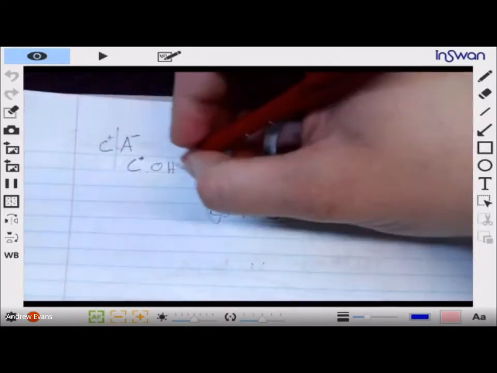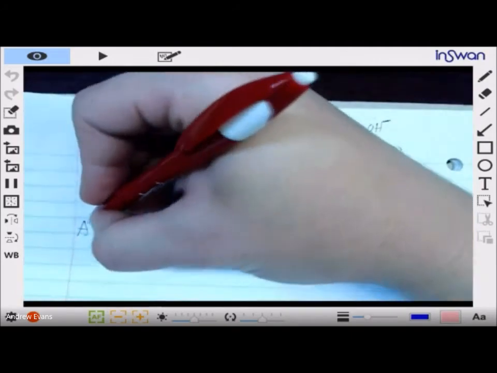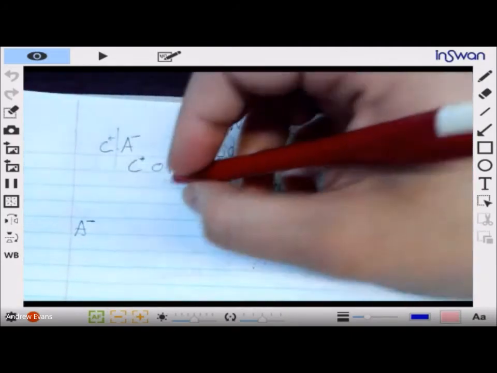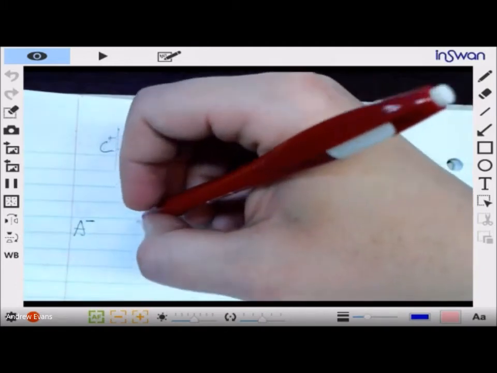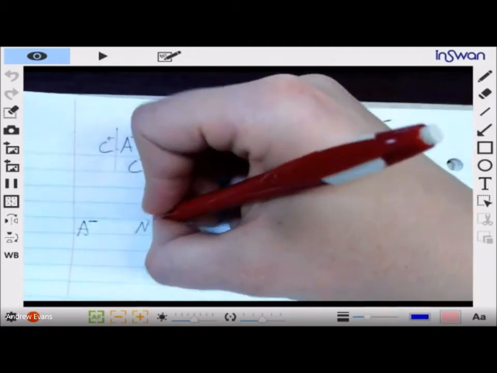The same thing with the anion. If the anion is, like, say, nitrate.